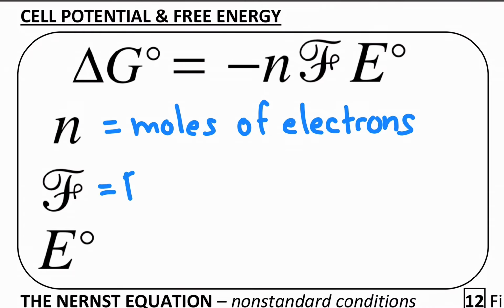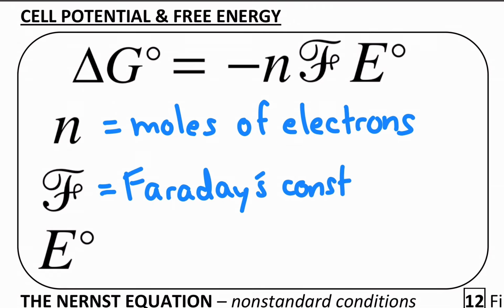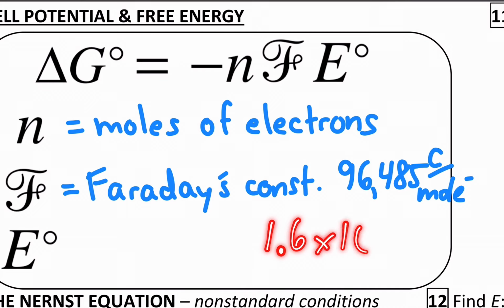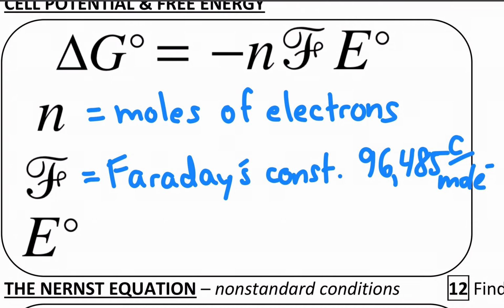This fancy script F is Faraday's constant, named after Michael Faraday, which is 96,485 coulombs per mole of electron. We took the fundamental unit of charge that you might have seen in your physics class, which is something like 1.6 times 10 to the negative 19 coulomb per electron. You multiply that by Avogadro's number, and you get that. So we just made it per mole. So if it's different than the one you've seen in your physics class, that's why.